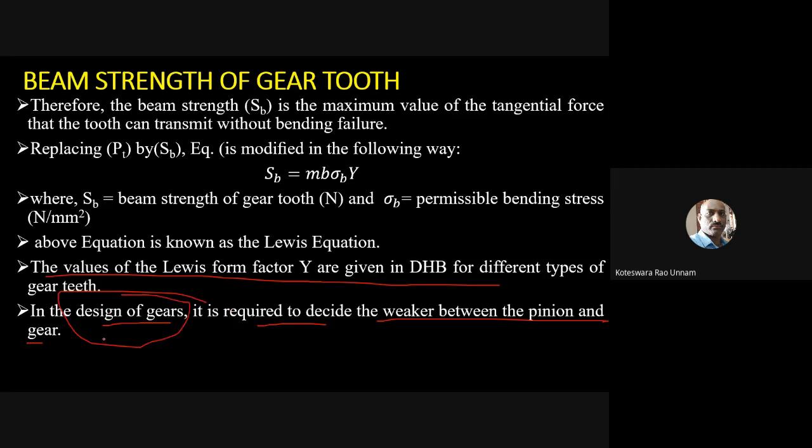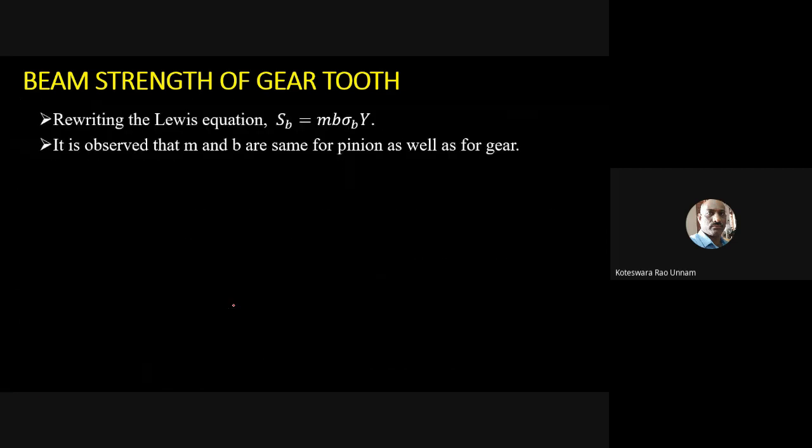Now, the design of gears is always based on the weaker one. First you need to pick the weaker one, and then the design should be based on that weaker one only. So here, this is our Lewis equation or beam strength equation, which is nothing but S_b = m b σ_b Y.